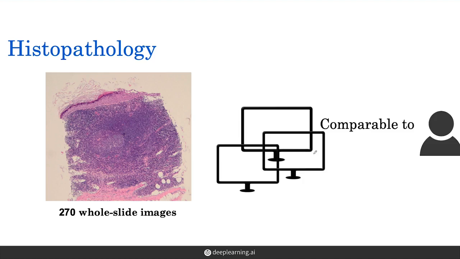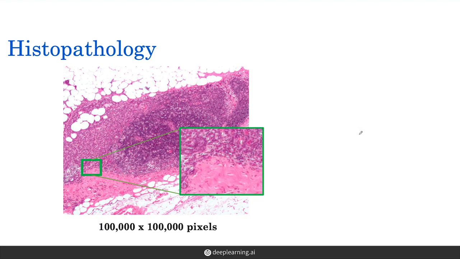In one study in 2017, using only 270 whole slide images, AI algorithms were developed and then evaluated against pathologists, and it was found that the best algorithms performed as well as the pathologists did. Now in histopathology, the images are very large and cannot be fed directly into an algorithm without breaking them down.